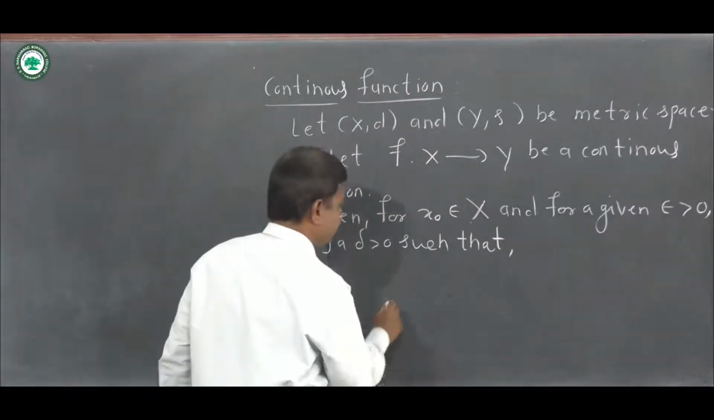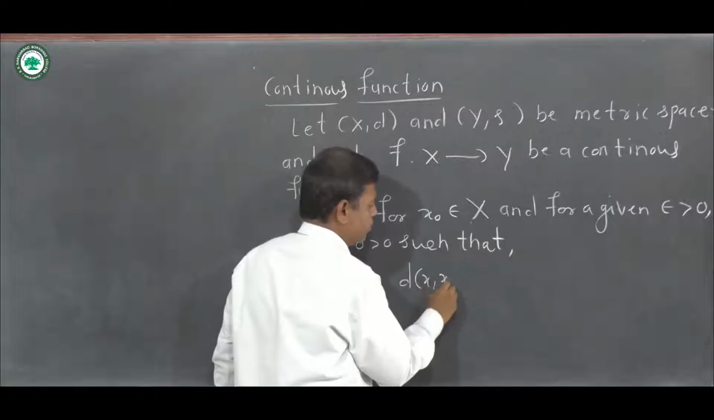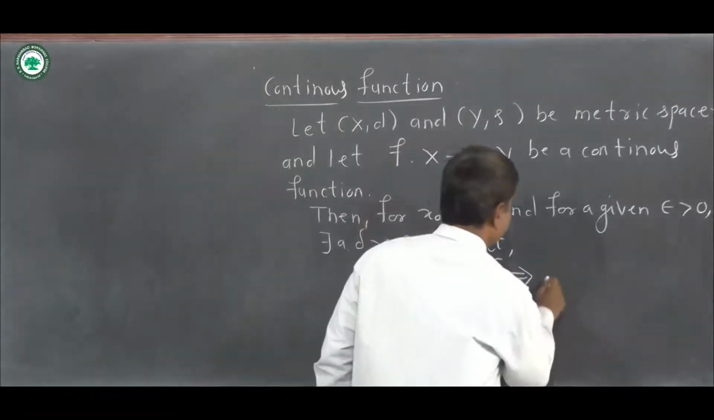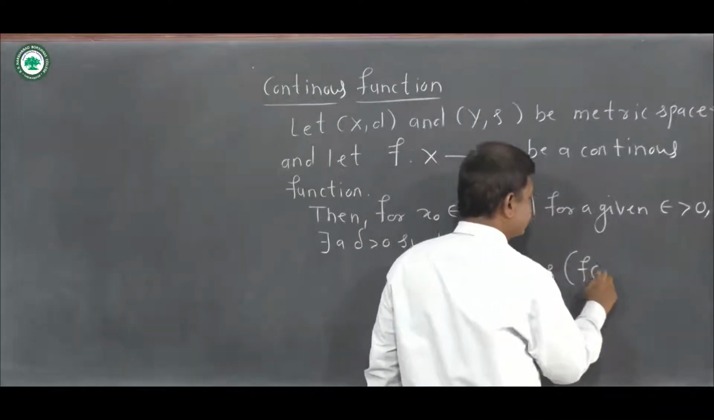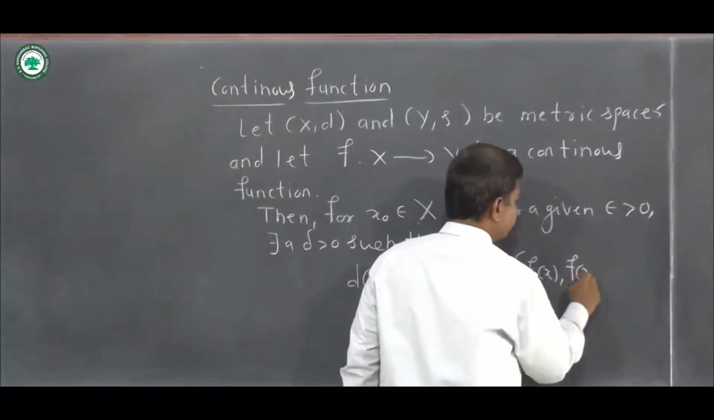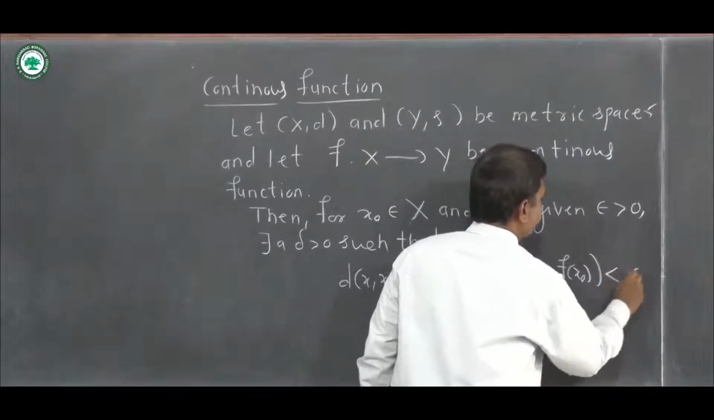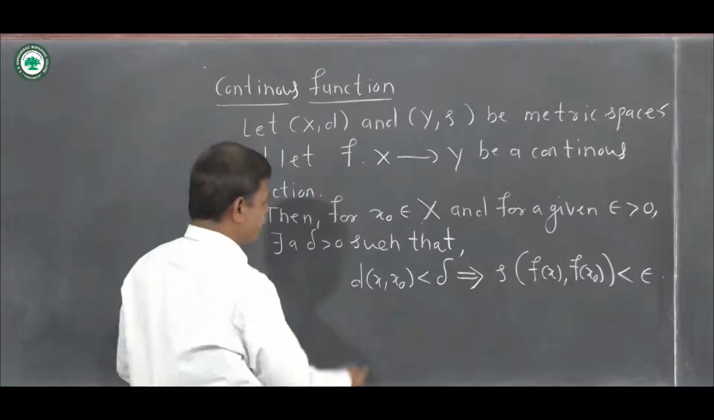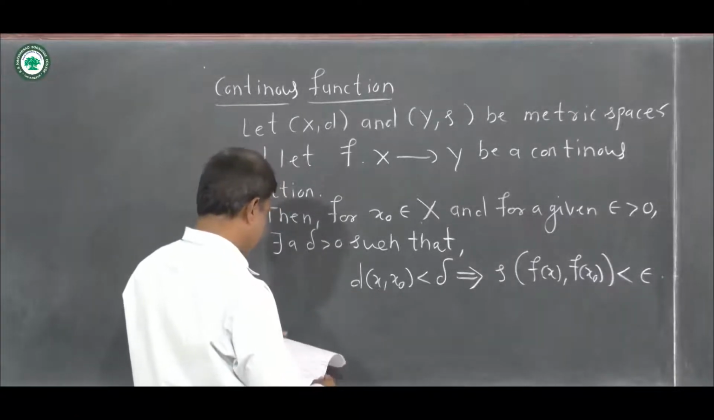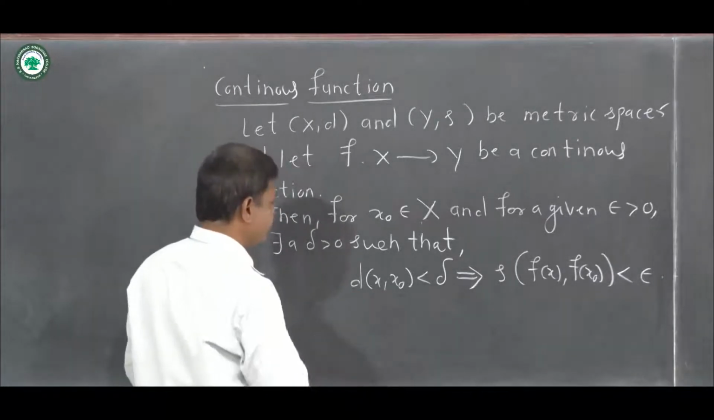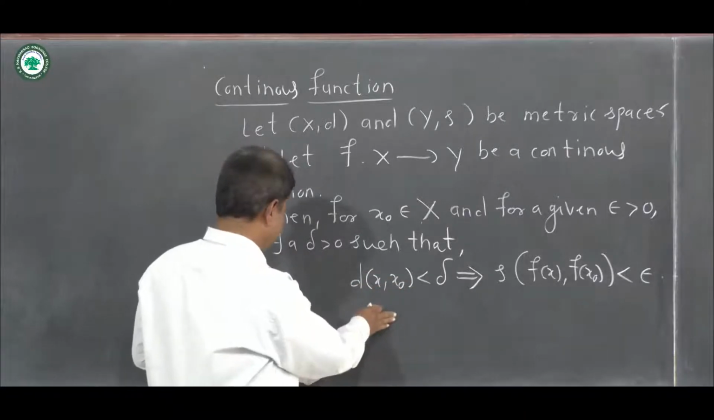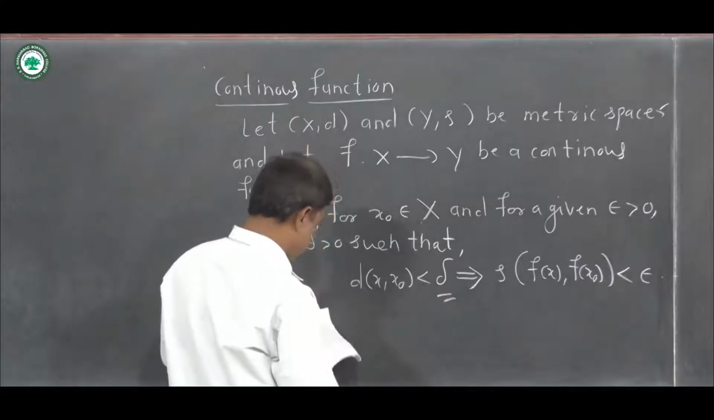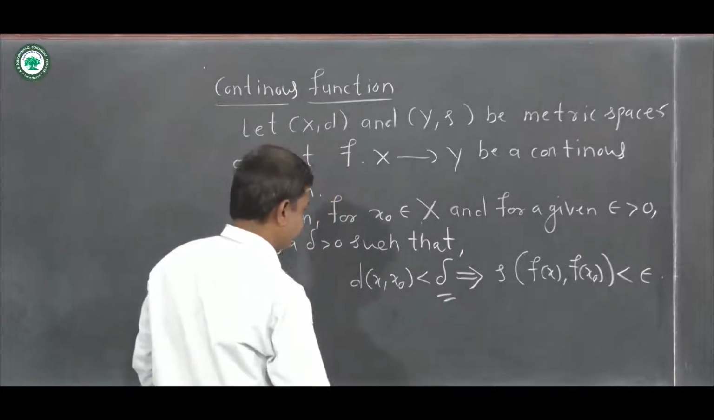that d of x, x naught is less than delta. So this implies that rho of f(x), f(x naught) is less than epsilon. So now if x naught is fixed and epsilon is made smaller, then in that case the delta greater than 0 has to be made smaller correspondingly.